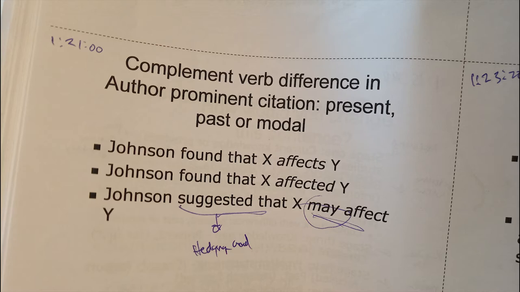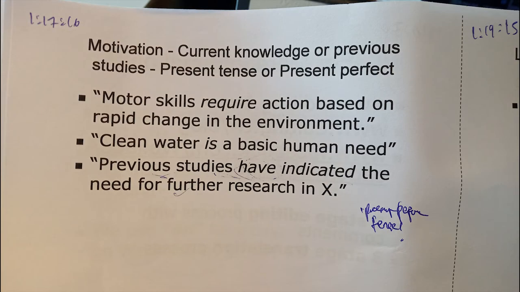So let me start in the first stage and give you an example sentence. Here's the first sentence, and you notice that, this is the motivation, the author uses the present tense. "Motor skills require action based on rapid change in the environment." Now, why does he say present tense, require? Because this is a fact. It's always true. So because it's always true, he uses the present tense.